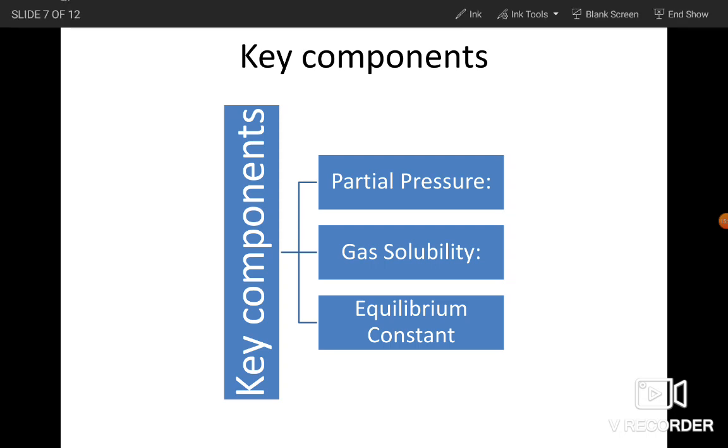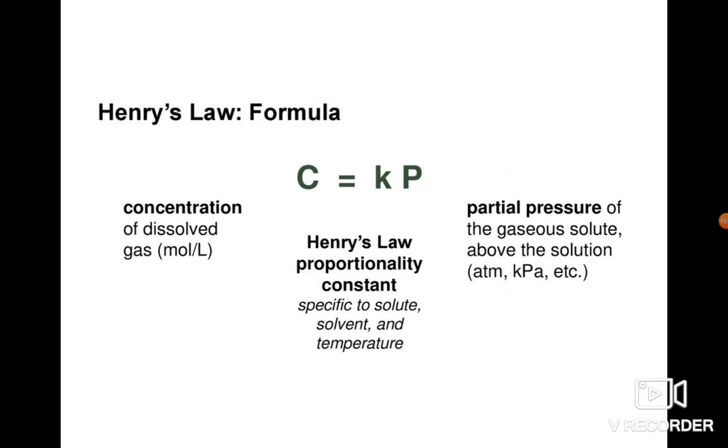Now after these key components, we will discuss the Henry equation and how we can write and represent it. The concentration of the dissolving gas is C, guys, and it is directly proportional to the pressure. How much concentration of the gas is dissolved in the liquid depends on how much pressure the gas applies on the solution surface. So C is directly proportional to P.